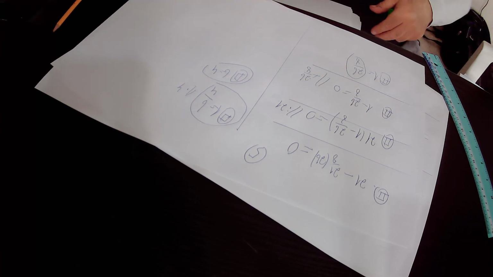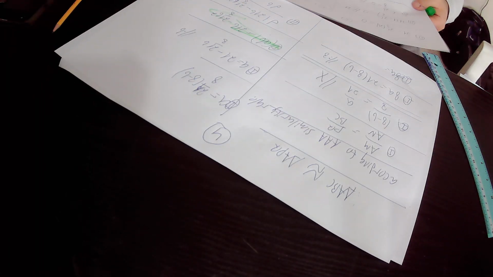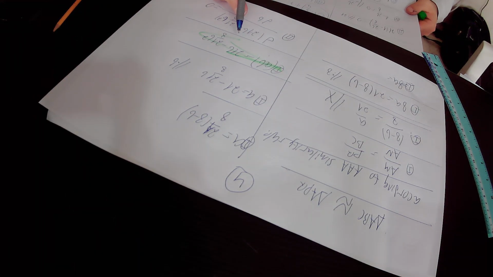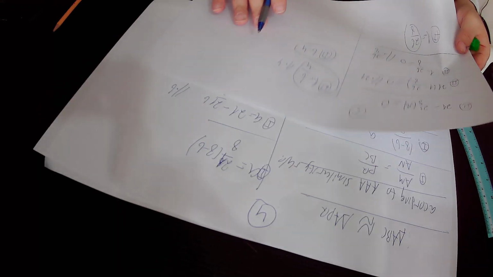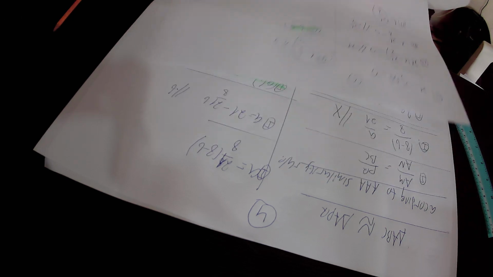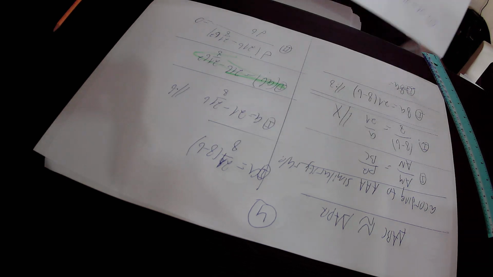So we found out that the extreme point of this area function AB equals 21b minus 21b squared over 8, the extreme point is b equals 4. Again, the extreme point of this area function is b equals 4.